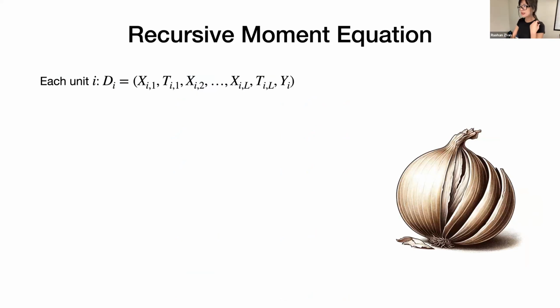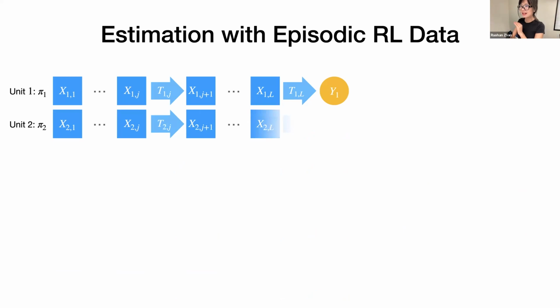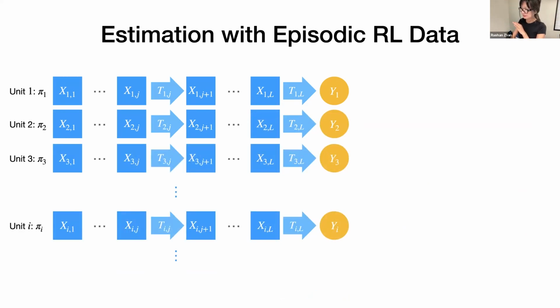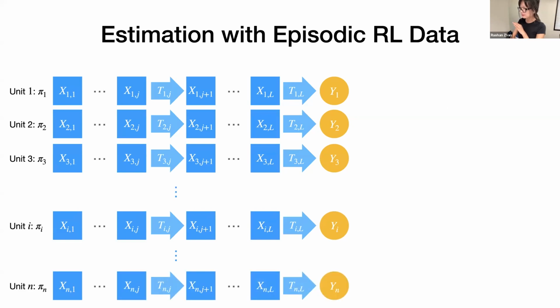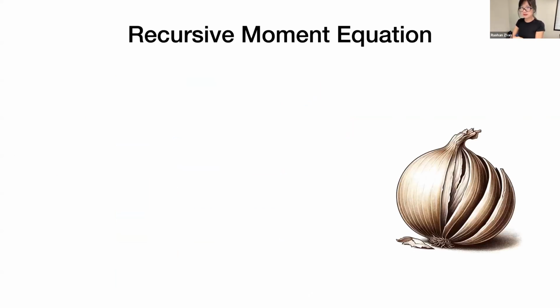The goal here is to estimate theta j and theta null. So the treatment effect and the policy value are the things we want to estimate using the data collected. And how do we do the estimation? It's kind of like recursive pooling or dynamic programming.